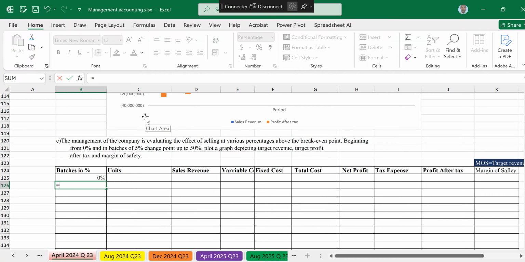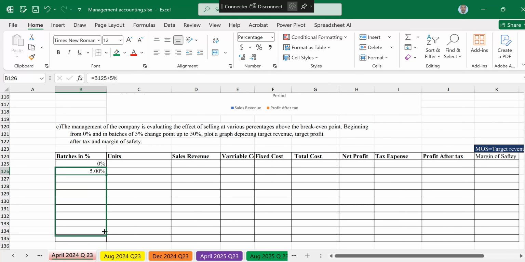So which means click on the 0 that we have here, then add 5%. Make sure you include percent. So the 0 plus 5%. They said in batches of 5%, then enter. They said we should move up to 50%. So drag down, then it will move all the way to 50% on its own.